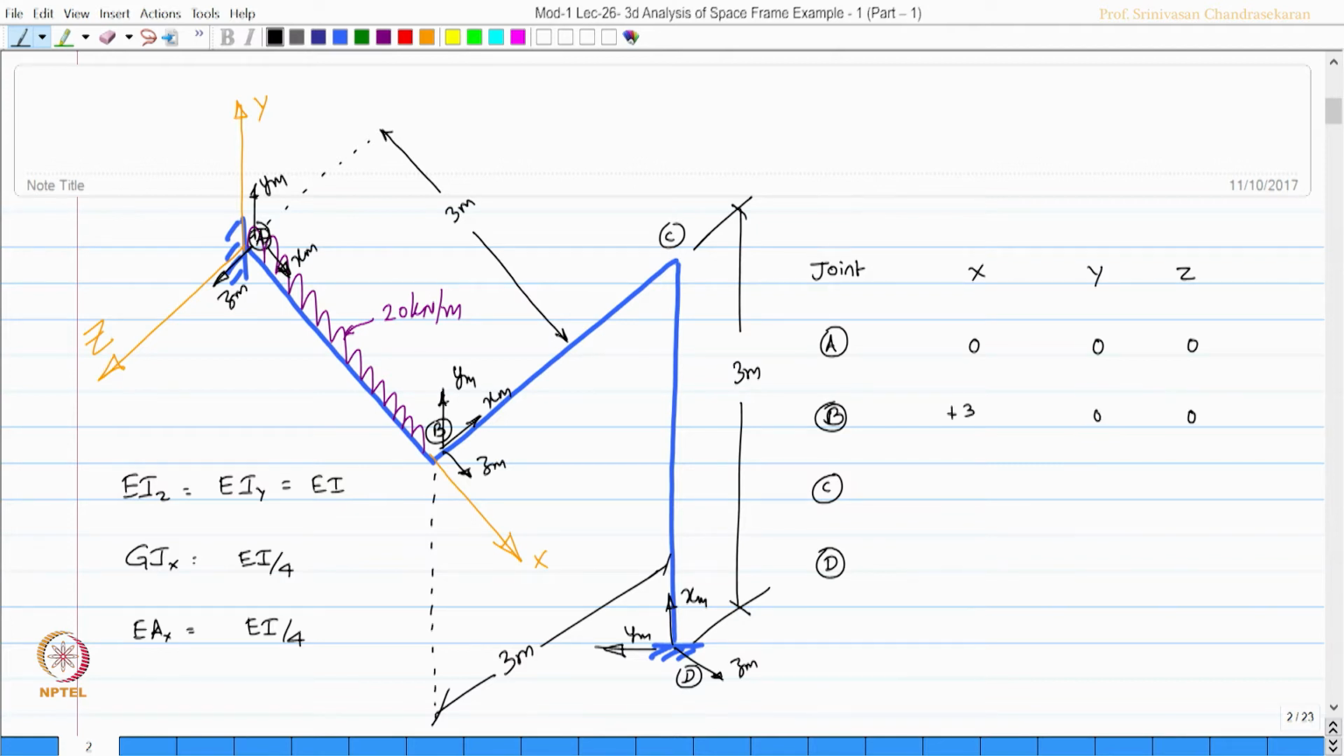If you look at the joint C, we travelled 3 meters along x and no travel along y, but minus 3 along z. If you look at the joint D, we have travelled 3 meters along x, minus 3 along y and minus 3 along z. So, this coordinate system, which is going to be an input matrix for the analysis, can be established easily, no difficulty on that.